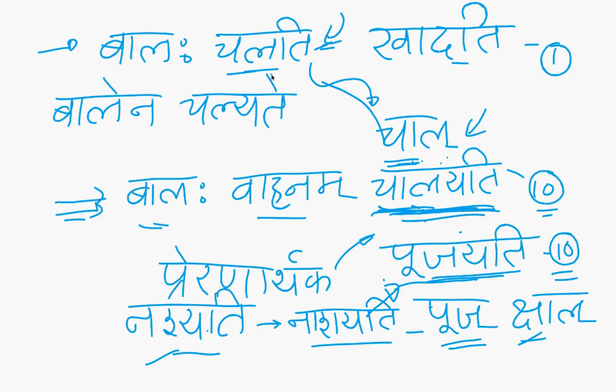So keep this in mind, like balaha. When we say balaha chalati, that becomes bhave, balena chalyate. But now balaha vahanam chalayati, here it is sakarmaka. When we change to the passive voice, then it becomes karmani, not bhave. So what will be the karmani prayoga of chalayati? Balaha vahanam chalayati.